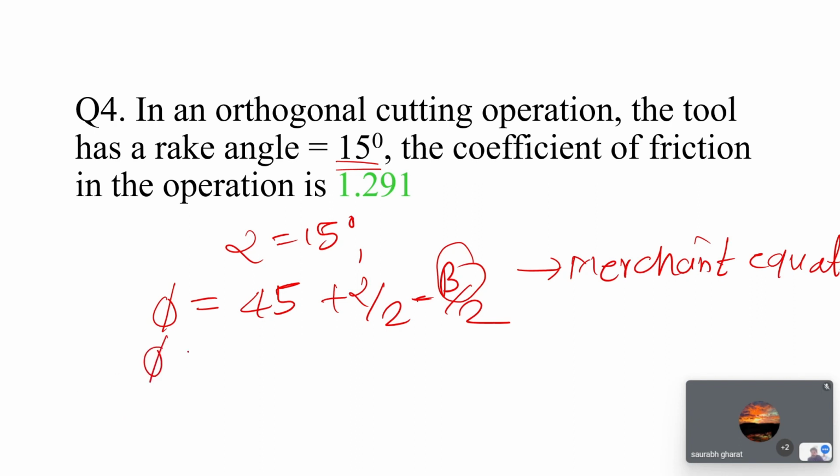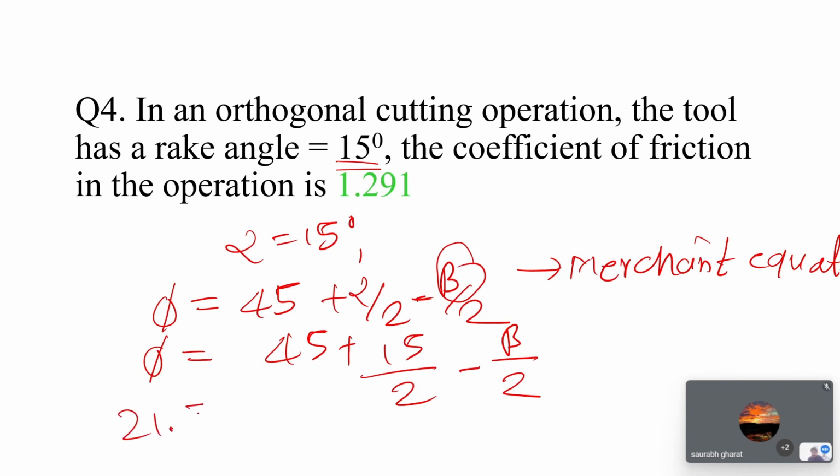So phi will be equal to 45 plus alpha by 2 minus beta by 2 again. If you calculate everything, so phi, which is 21.38, was calculated previously.